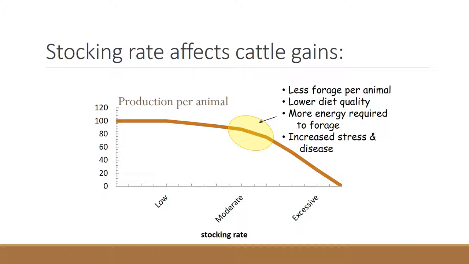One is certainly because there's not as much forage per animal, so animals aren't getting as much as they would like. A second is that they're not able to select as high a quality diet. Furthermore, it's taking more energy to get that forage. They're having to travel farther and work a bit harder. When you get to really excessive stocking rates, where there are a lot of animals in low condition, you can start to have increased stress and increased disease among animals. So the first effects you're going to see are lower forage quantity and quality and more energy required to select the food. Those will all decrease growth. And then finally, at really high rates, you might have disease and stress.